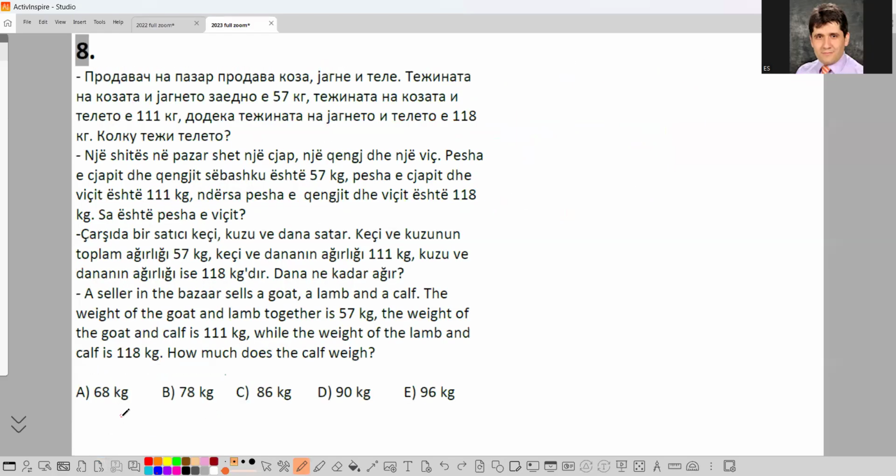A seller in the bazaar sells a goat, a lamb, and a calf. The weight of the goat, all right, let's use G for goat, L for lamb, and C for calf. Now, the weight of the goat, so G plus the lamb is 57. The weight of the goat and the calf is 111. And while the weight of the lamb and the calf is 118.